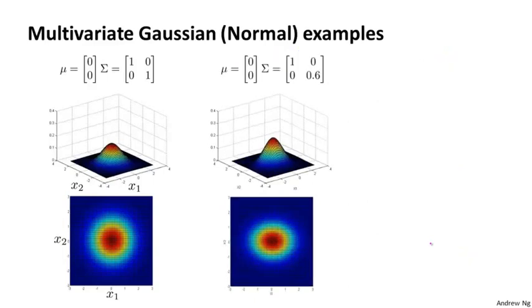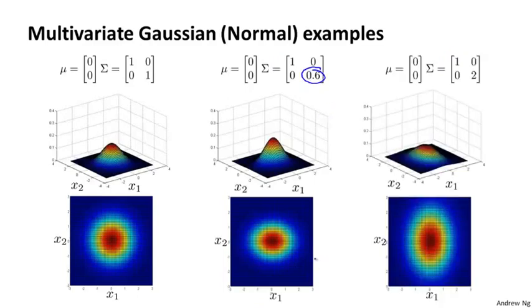And similarly, if we were to modify this element of the matrix instead, it's similar to the previous slide, except that here we're saying that x2 can take on a very small range of values, and so here this is 0.6. Notice now x2 tends to take on a much smaller range of values than the original example, whereas if we were to set sigma equal to 2, that's like saying that x2 has a much larger range of values.